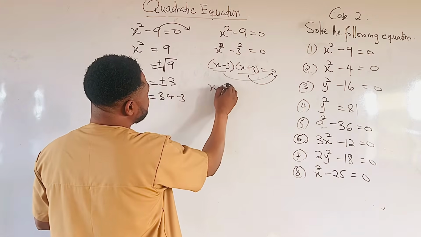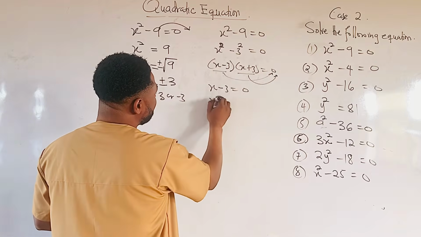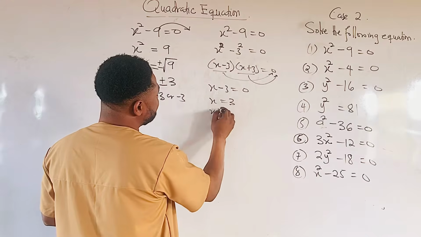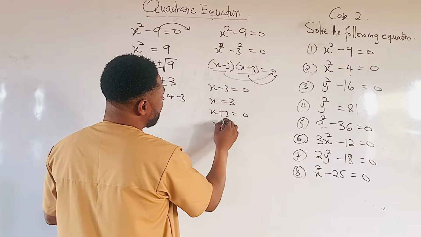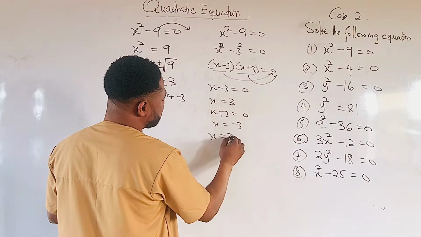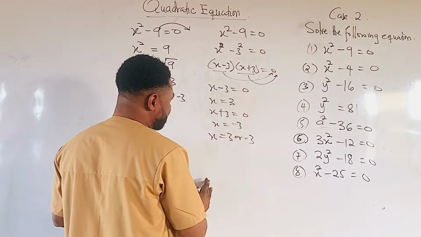So we can see x minus 3 equal to 0, x will be equal to positive 3. Picking this, we have x plus 3 equal to 0. We are going to have x equal to minus 3. Therefore, x will be equal to 3 or minus 3.